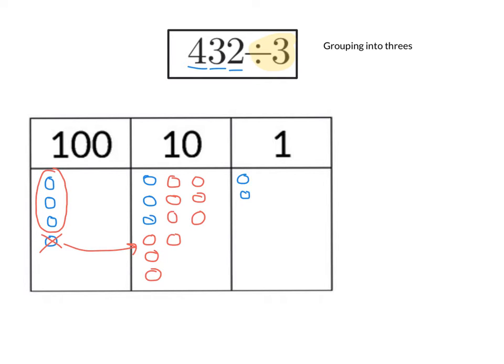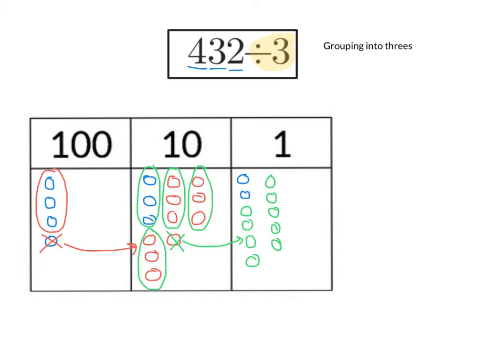Let's change colour. So I've grouped here, 1, 2. Remember, you're grouping into threes. Another group. There's another group here. And then we've got the same issue. This doesn't go into a group, so I need to change that 10 into ones. Well, how many ones are there in 10? There's 10. So let's draw out 10 ones. 1, 2, 3, 4, 5, 6, 7, 8, 9, and 10. And again, let's start grouping.